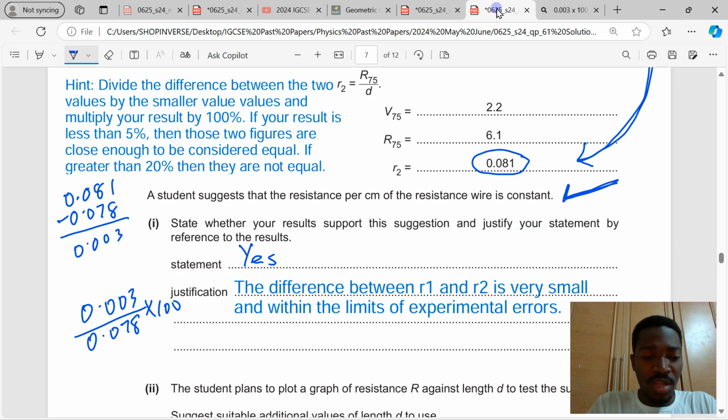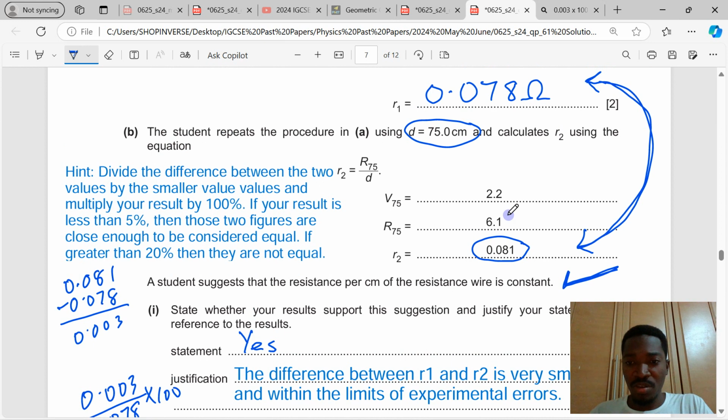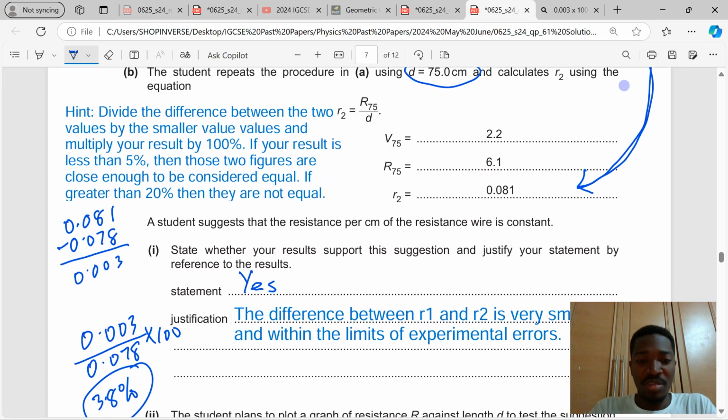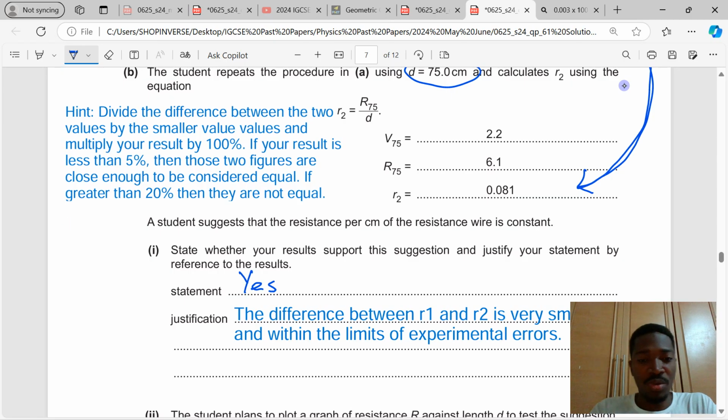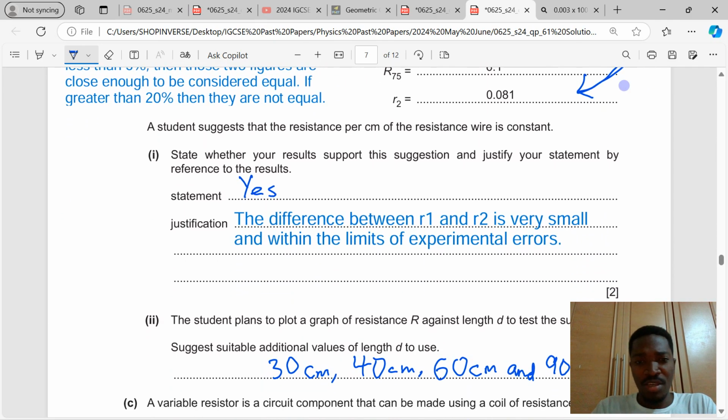So since what I got is 3.8%, that means the deviation between these two values is just 3.8%. Or if you want to write it to the nearest whole number, 4% deviation. That can be considered equal. So those two numbers can be considered equal within the limits of experimental error. That's how you work with this. And if you want to learn more on this, you go and learn about uncertainty under the AS and A level physics. That's how you get to understand more about these concepts.